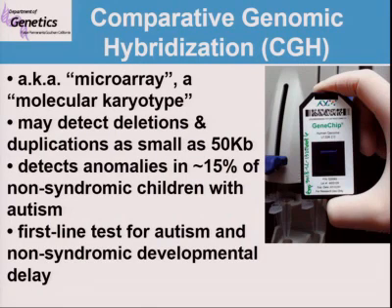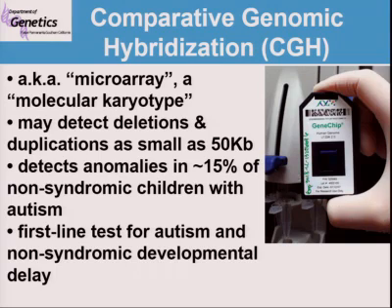Last 2 slides I want to show. I talked about karyotypes, I talked about FISH. I want to mention microarrays or comparative genomic hybridization. This is often the first-line test now instead of getting a karyotype. So when might you want to use this? Well, this is sort of like a super-sensitive karyotype, but it uses molecular probes instead of a light microscope. So you can see very, very small deletions or duplications.